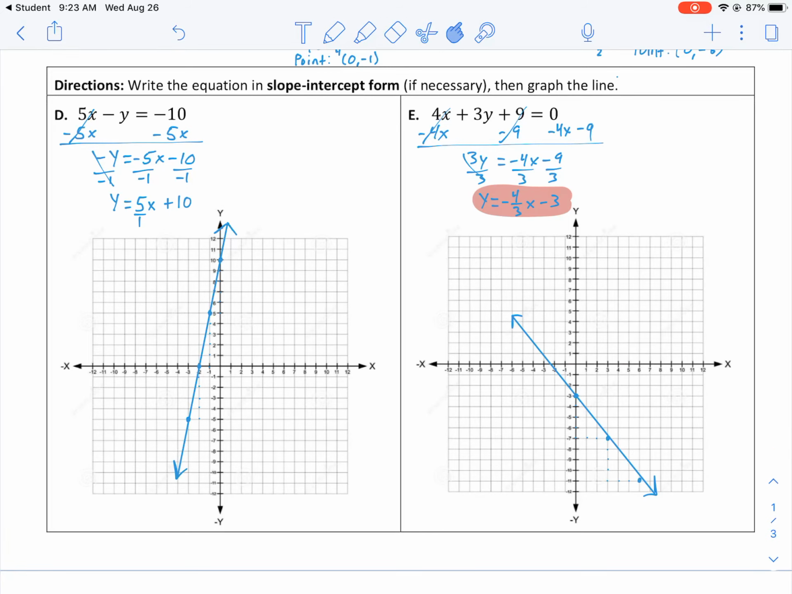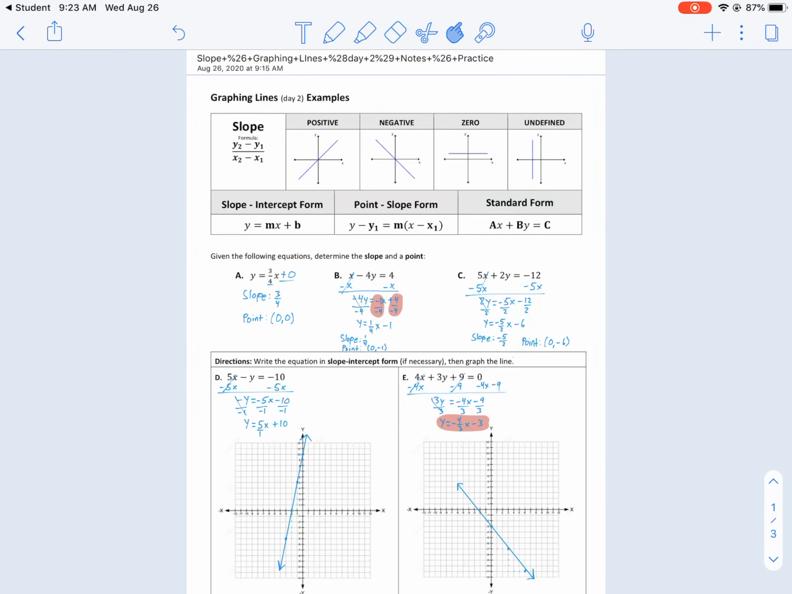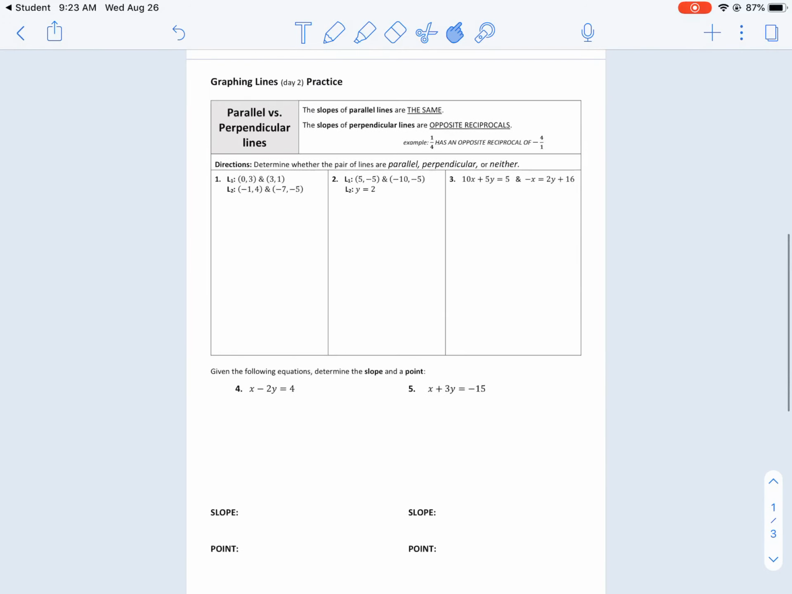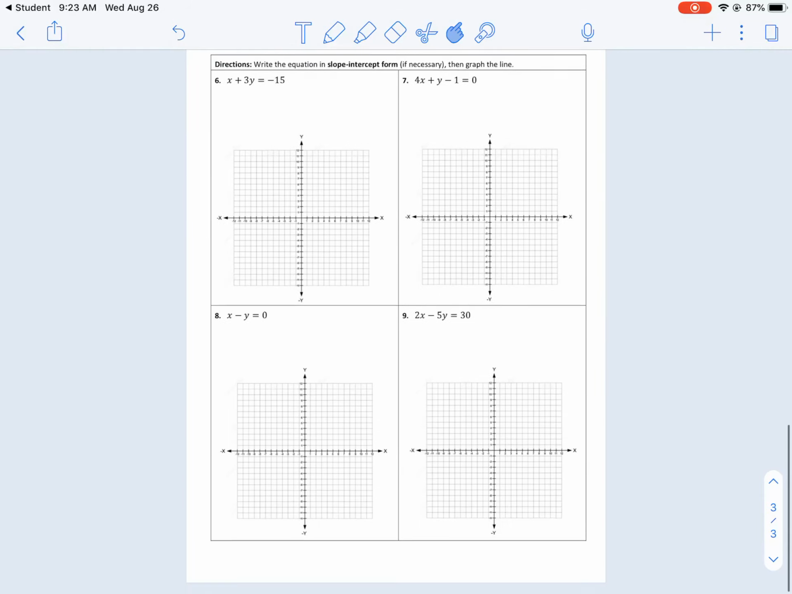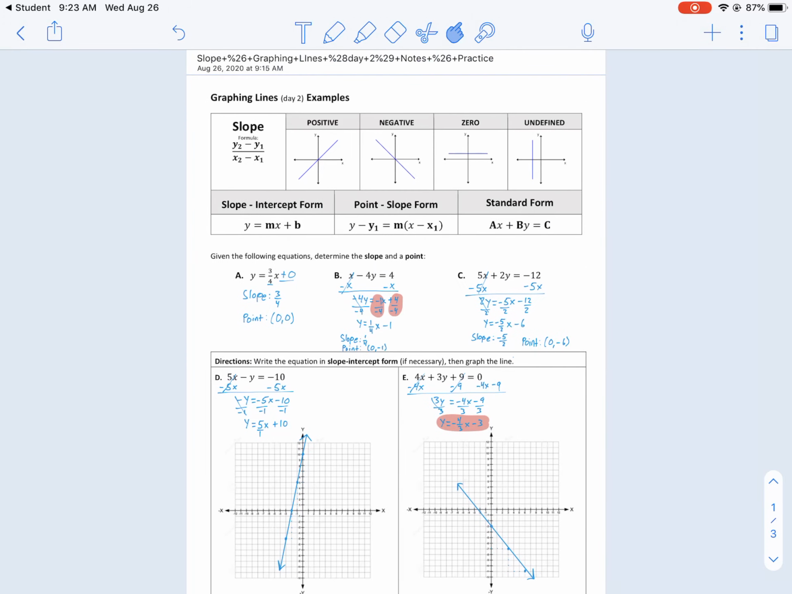The practice is attached to this. When you submit this, you can get rid of the first page if you want, make a new file and just submit the practice. We're going to do this in class tomorrow, and it's going to be just the same stuff that we talked about here: graphing and doing work with standard form.